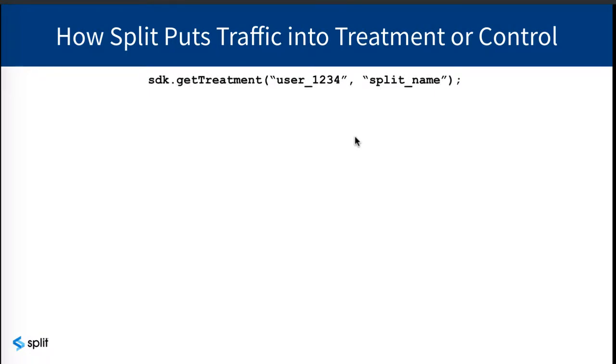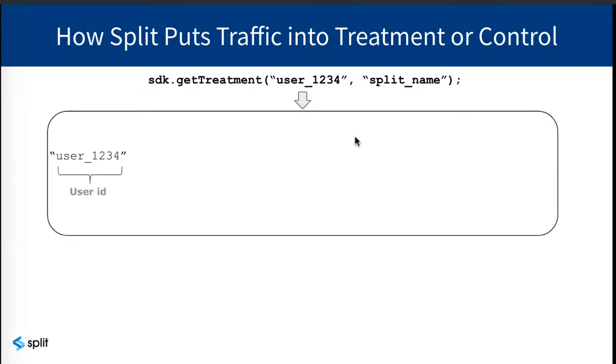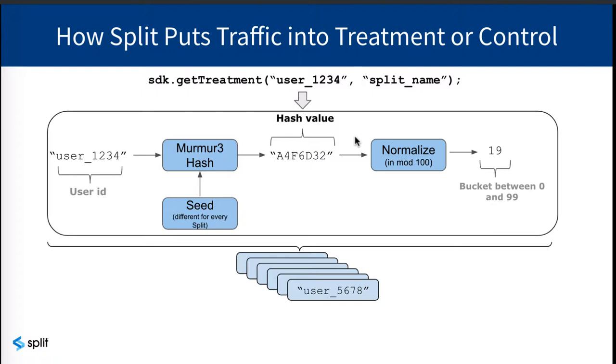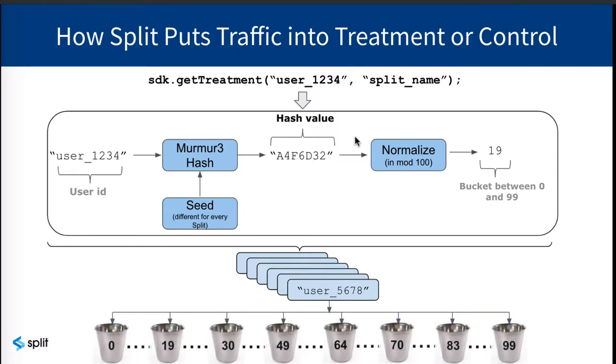When you use the SDK to calculate the treatment, basically the SDK will take the user ID and put it in a Murmur3 hash, and it will get a seed, which is a unique seed per every split. Then it will get a hash value and normalize it so that it is a value between 0 and 99, and then you will have a user bucket, a designated bucket for the user. Now, every unique user will have a random value between 0 and 99. So each user will always be in the same bucket since we're going to use the same seed, which we get from the split definitions.